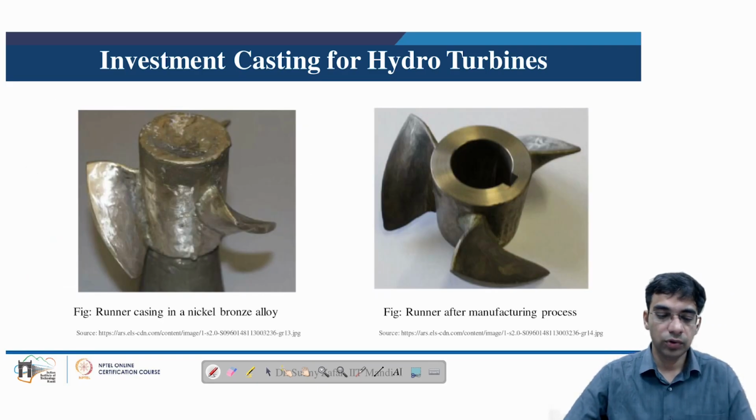So here we can see a photograph of a runner which is cast out of nickel bronze alloy, and after doing all the secondary processing of finishing, machining, etc., we can see the final runner shape, which is on the right hand side.